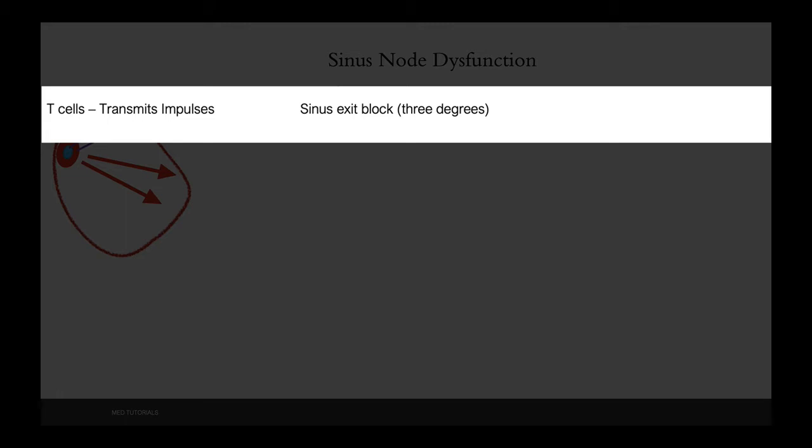Now, sinus exit block, where the T cells are not functioning as they're supposed to, and they are preventing the conduction of the impulses that are produced by the P cells, we have 3 degrees of sinus exit block. The first degree is just a prolonged conduction through the T cells. So they conduct the impulses, but it's in a prolonged manner, and we can't witness this on a normal ECG. Second degree is an intermittent block of impulses. So intermittently, the sinus impulses produced are blocked. And in third degree sinus exit block, there's a complete block of impulses from the sinus node, from the P cells.